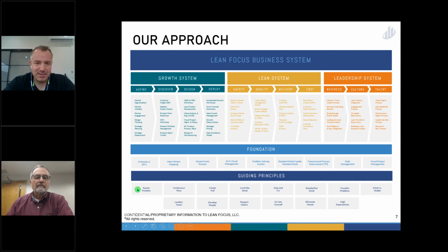So when I talked about systems, we use the Lean Focus business system to help our clients transform. The piece of the business system that we're going to be focused on today resides in the growth side of what we do. We refer to that as the growth system. And a subset of that growth system is the set of tools around innovation, which George is going to go into detail on in today's presentation.